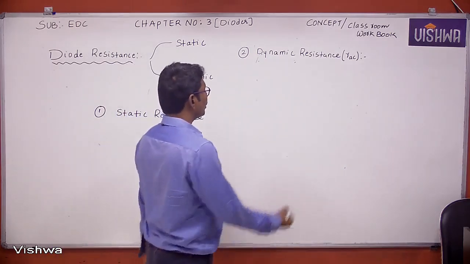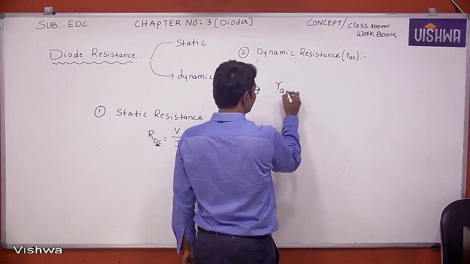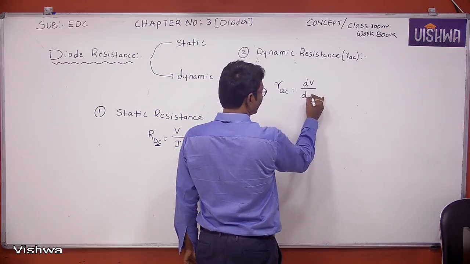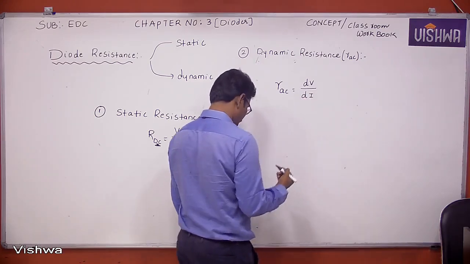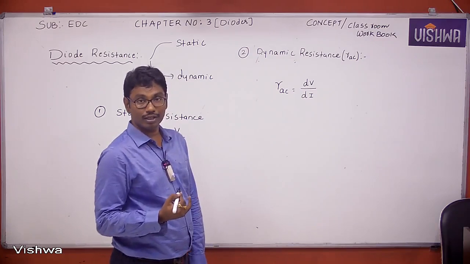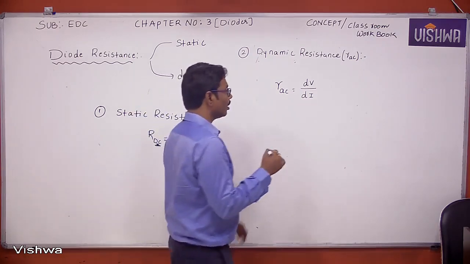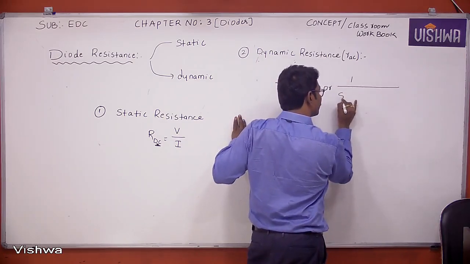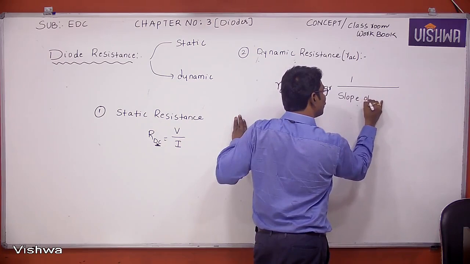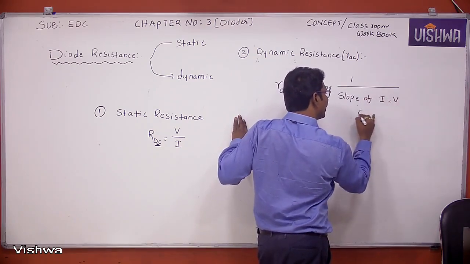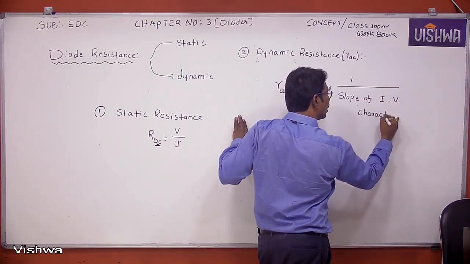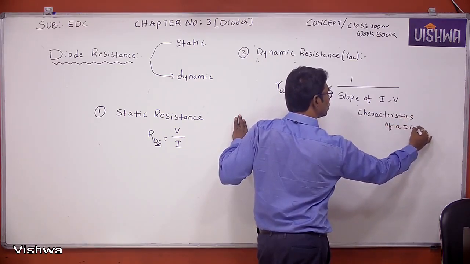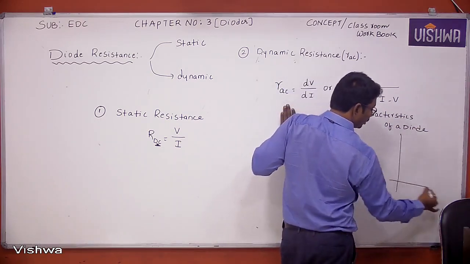So now, first of all, what is dynamic resistance? Dynamic resistance is the ratio of change in voltage across the diode to the change in current through the diode. Or we can also define like this: it is the reciprocal of slope of IV characteristics of a diode, in forward bias actually.